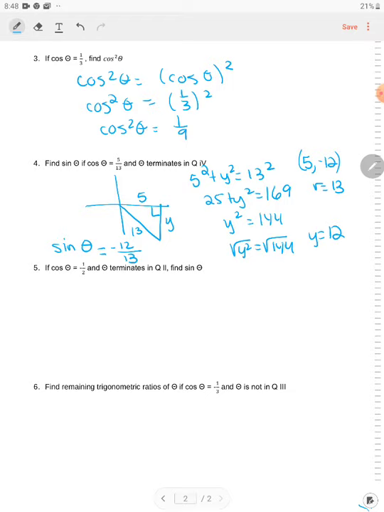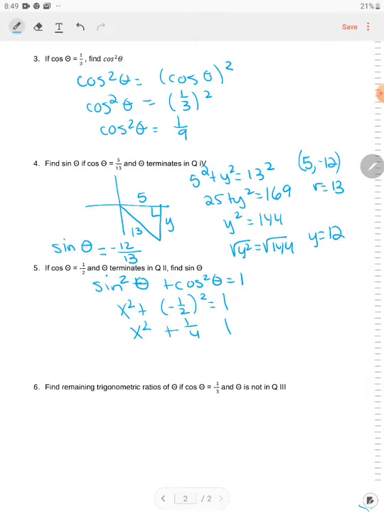If cosine of theta is equal to negative 1/2 and theta terminates in quadrant 2, find sine of theta. Now, what else we could do is use the Pythagorean identity: sine squared theta plus cosine squared of theta is equal to 1. So what we have is x squared plus negative 1/2 squared is equal to 1. So x squared plus 1/4 is equal to 1. X squared is equal to 3/4. So x is equal to the square root of 3 over 4. So that's x is equal to the square root of 3 over 2.